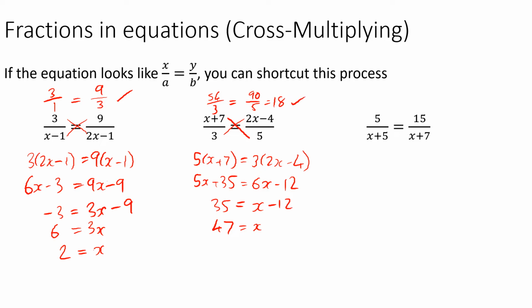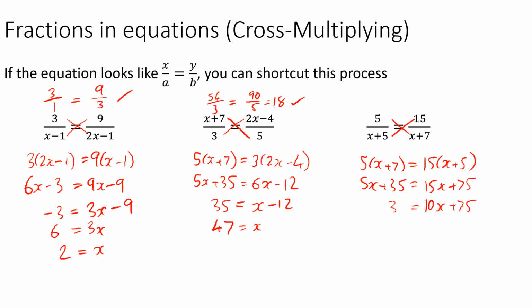Okay, last one, same idea, cross multiply, 5 lots of x plus 7 equals 15 lots of x plus 5. So we've got 5x plus 35 is 15x plus 75. And then take away 5x, so 10x plus 75 is 35. Take away 75, so minus 40 is 10x, divide by 10, minus 4 equals x.